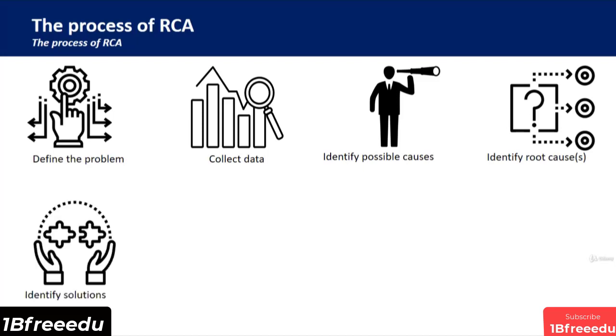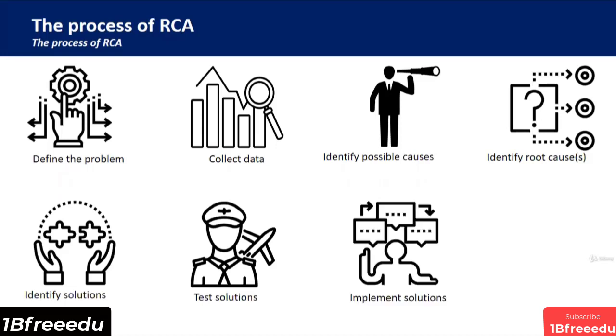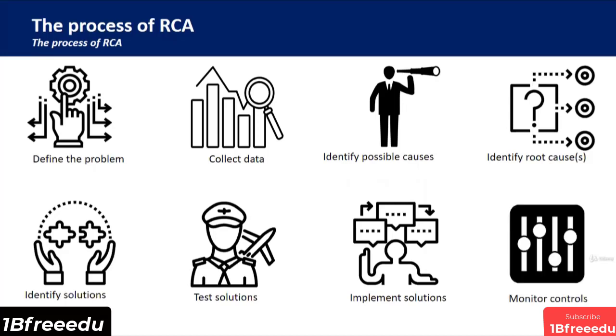You then want to identify the solutions behind these root causes. You then want to test the solutions to see if they're feasible at fixing this for the long term. You can then implement your solutions to make sure the fixes go into place. And then you want to monitor your controls. So once you've got your solutions delivered, you then need to monitor those solutions to make sure that they are working for the long term. So this is that key 8-step process, and we're going to go into each step individually in the next section.